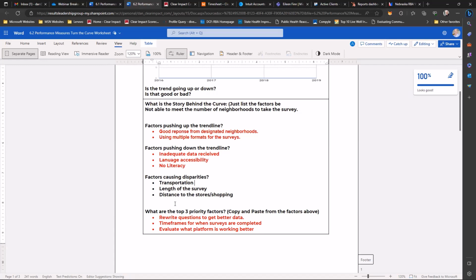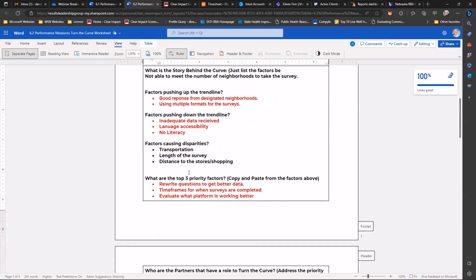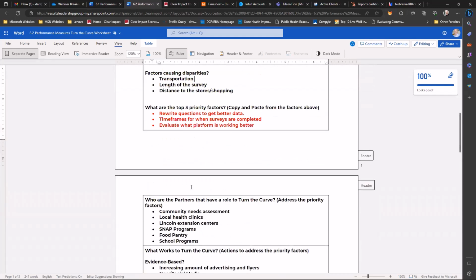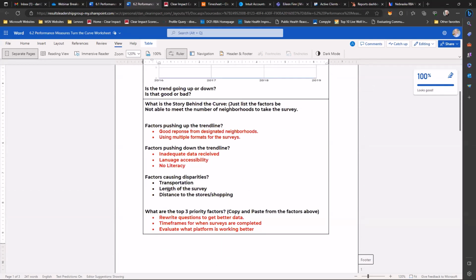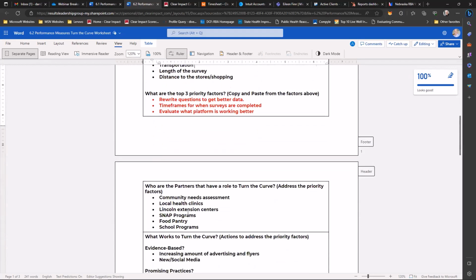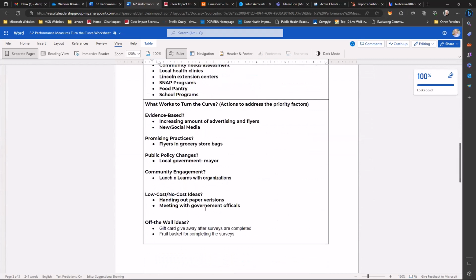You brainstorm all of the factors pushing up, pushing down, the negative, positive factors creating disparities. And then you identify which of these you want to work on to develop action steps and partners to address. So again, this might be length of the survey, time frame for when the surveys are completed. You might have to add that up here, and evaluate platform. And what you might highlight here is multiple formats for the survey. So using multiple formats would actually be down here instead of evaluate the platform. That would be down here in the actions you can take.